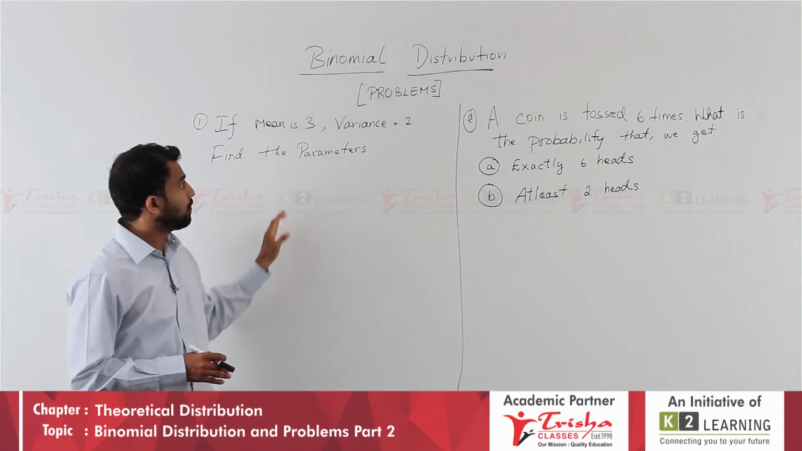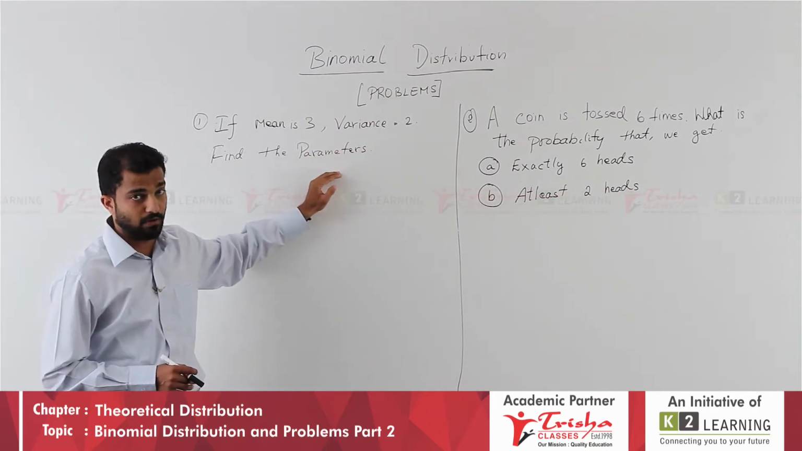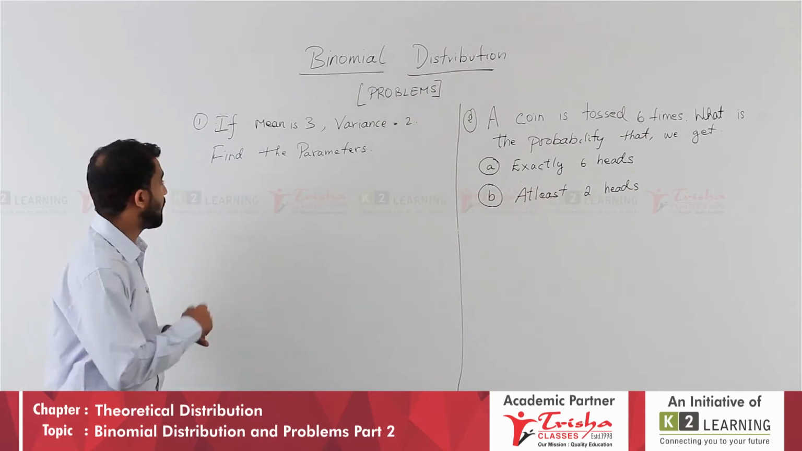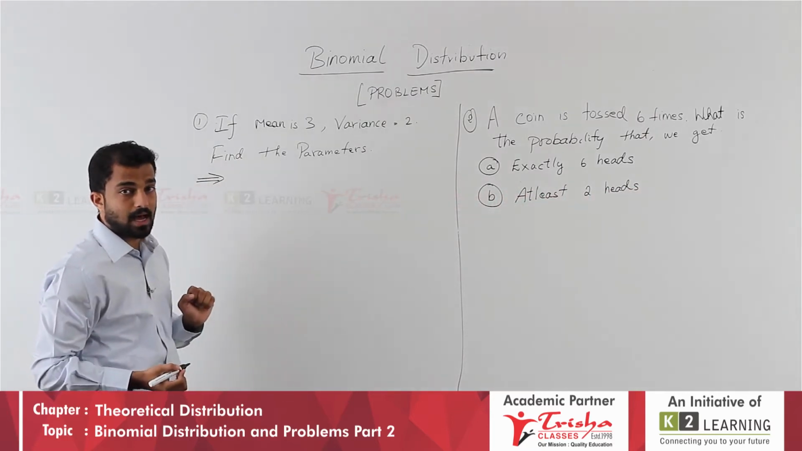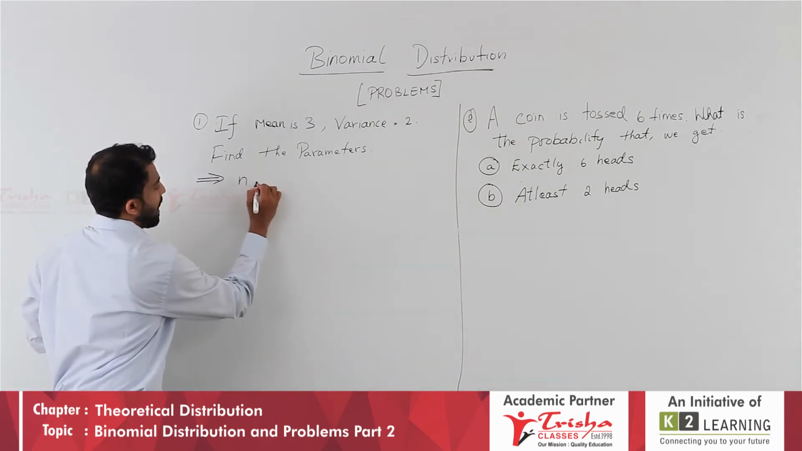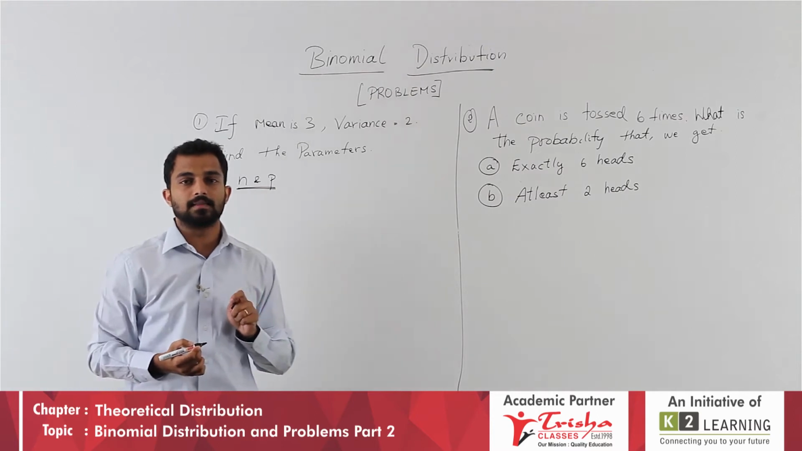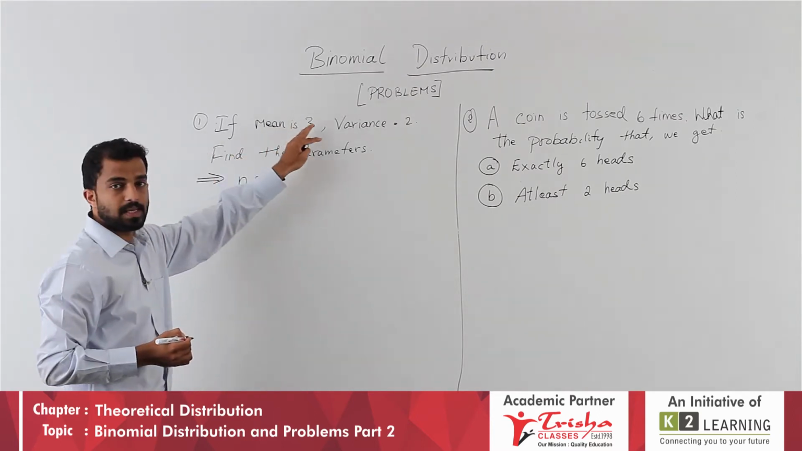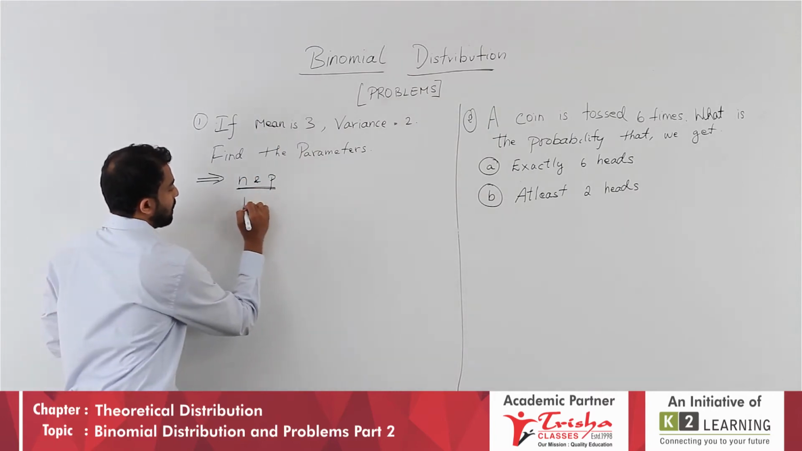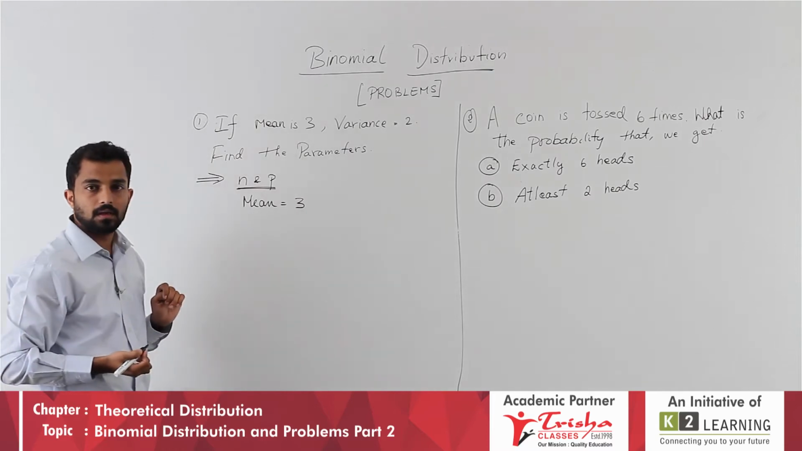Now, since you know that this is binomial distribution, firstly you should know what they are asking for. They are asking for the parameters, and which are the parameters, students? The parameters are n and p. These are the parameters that they are asking us to find out. Okay, let us begin with the sum. They have given mean is 3. So, I will write mean is equal to 3.